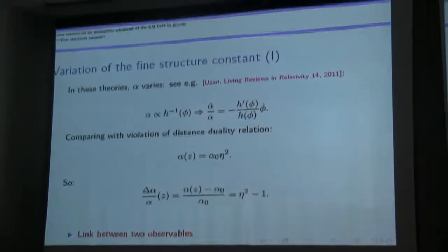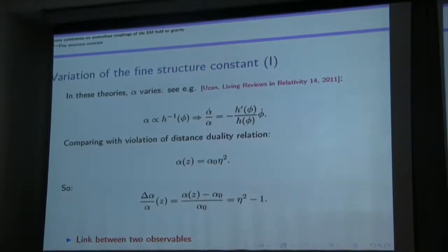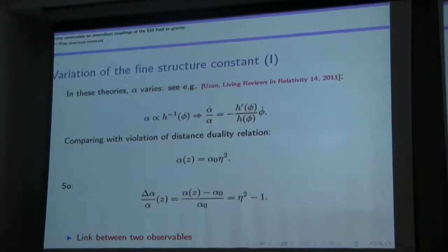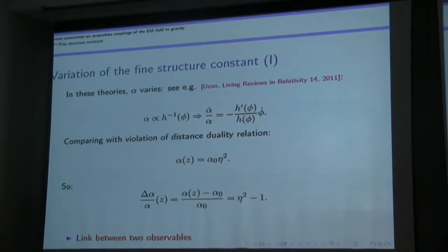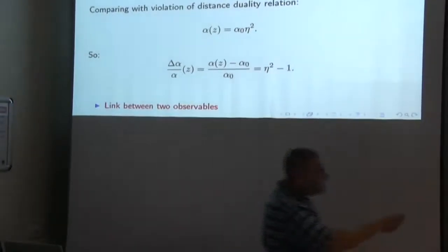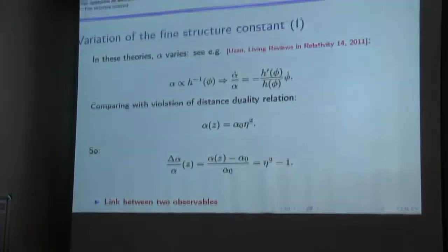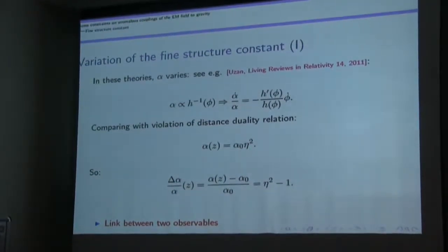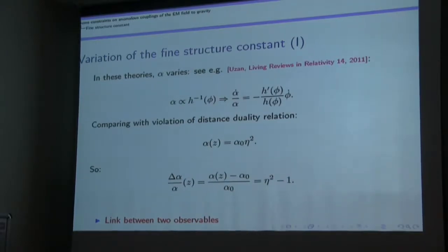So using that, you can rederive that delta alpha over alpha at a given redshift is just your distance duality parameter eta squared minus 1. Apologies, so in the case of a conformal coupling like this, it turns out that you can relate alpha to eta, and then the variation of alpha is unambiguously related to any potential measurement of violations of the distance duality relation. If there is no violation, if eta is equal to 1, there is no variation of alpha.